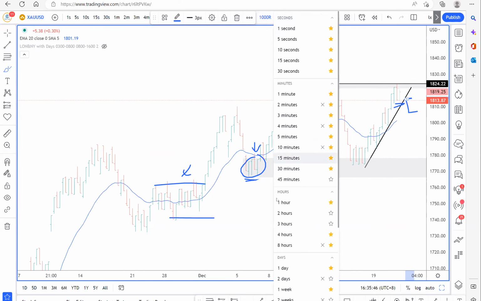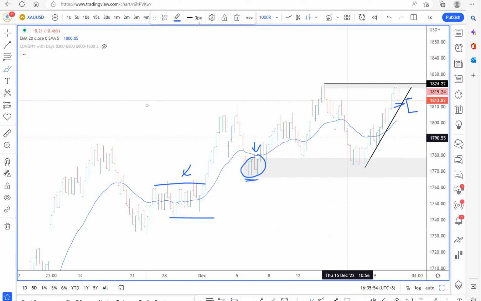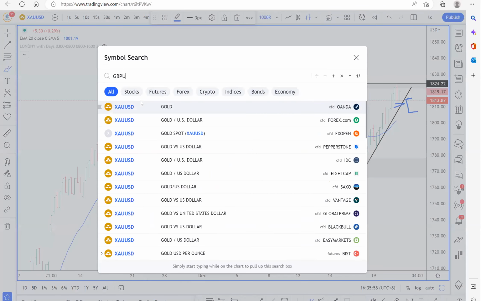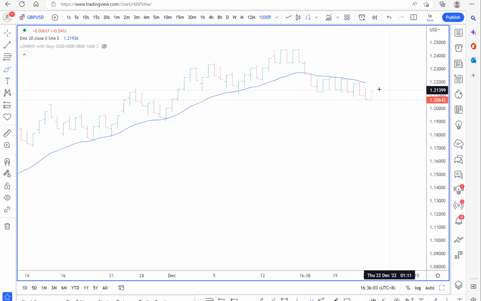So the range, you can specify them on TradingView. Right now I'm on TradingView. These are the different ranges. So 100 range is 10 pips, 1000 range is 100 pips. If you're not very familiar with it, what you can also do is take an example, let's say pound dollar. You can just look at the range.